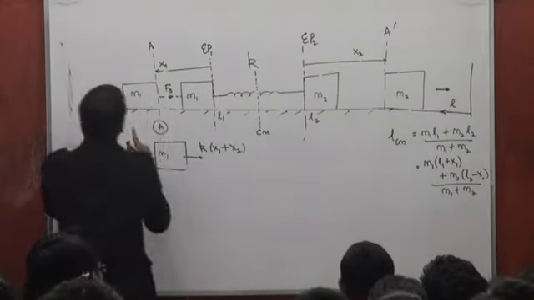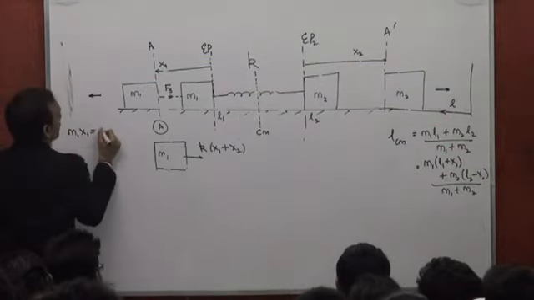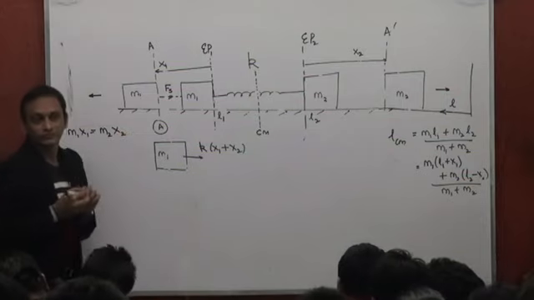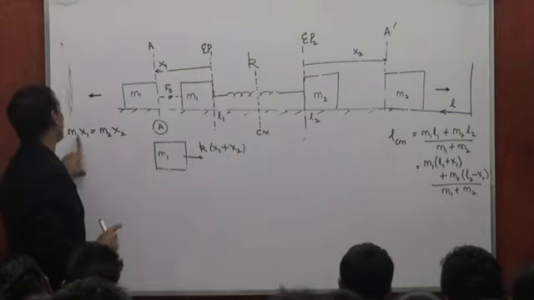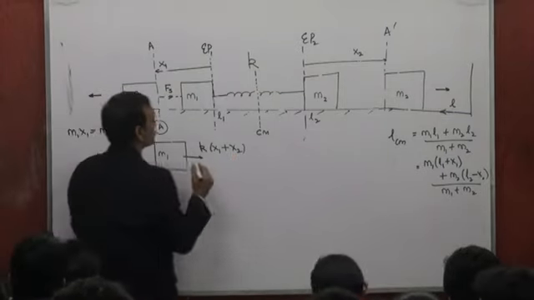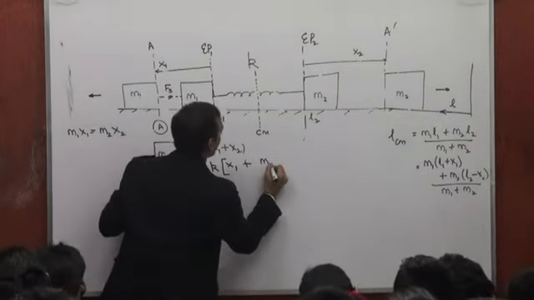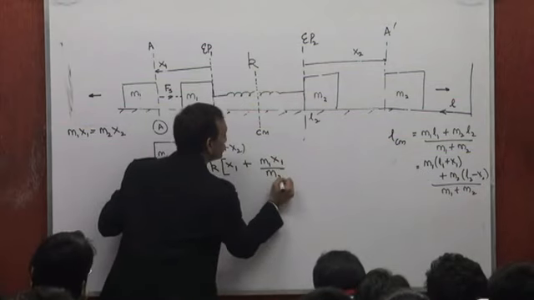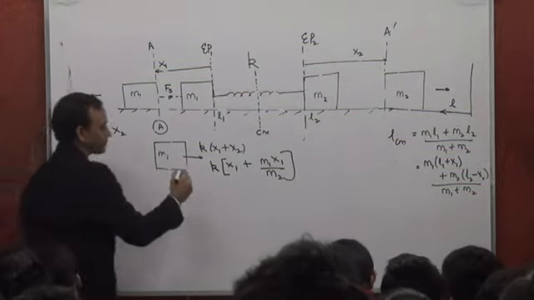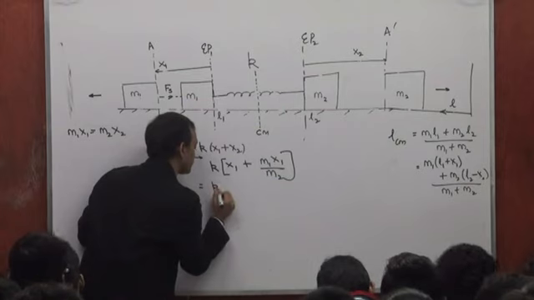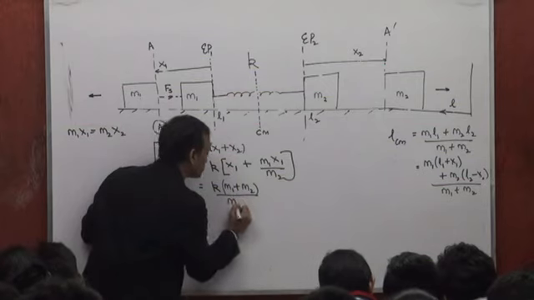So then, very clearly, in this state m1 x1 is m2 x2. I can replace this x2 by m1 x1 by m2. So then the restoring force becomes K times (x1 plus m1 x1 by m2), replacing this x2 by m1 x1 by m2, right? Which then is like K times (m1 plus m2) by m2 into x1.